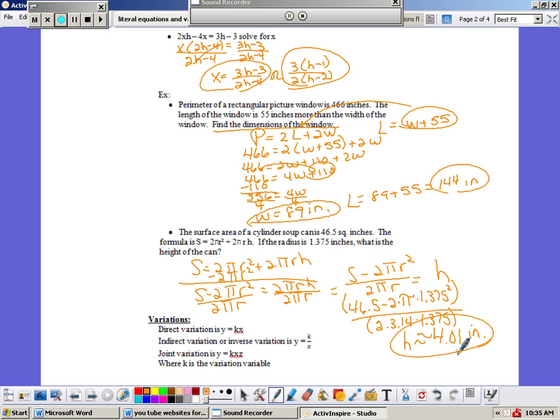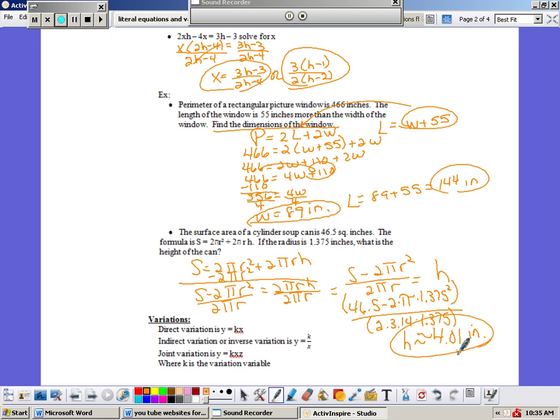So we used our knowledge of literal equations, solve for h first, and then plug the numbers in. You could have plugged all the numbers in since we were only doing it once, and then solve for h. Okay, but I just wanted to practice solving literal equations.